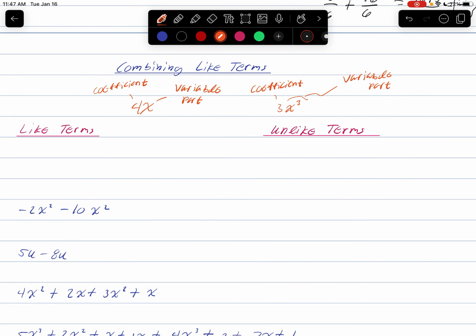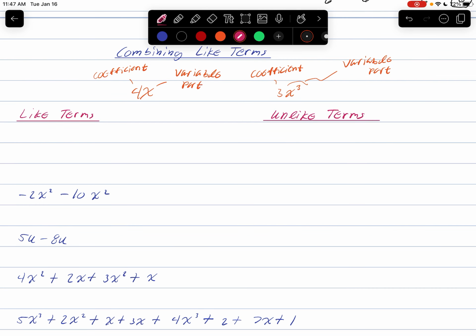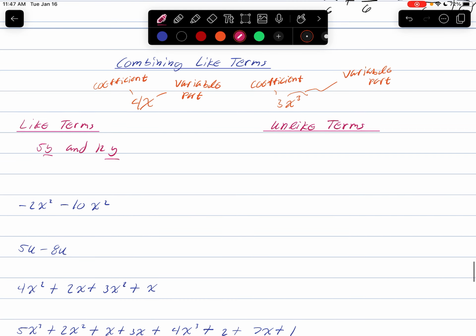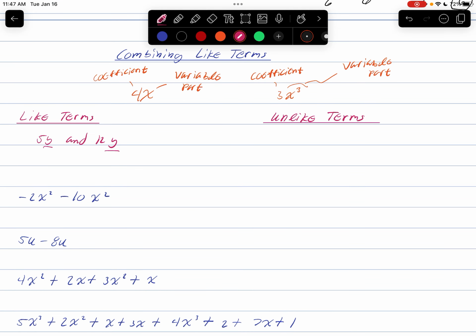So let's take a look at some examples of like and unlike terms given this, okay? So let's say we have 5y and 12y. These would be like, because they have identical variable terms. Their variable parts are identical, both y, okay? But let's say we had 5y squared and 12y. These would not be like, because the variable part is not the same. Here we have a y squared and a y, so they would be unlike, okay?